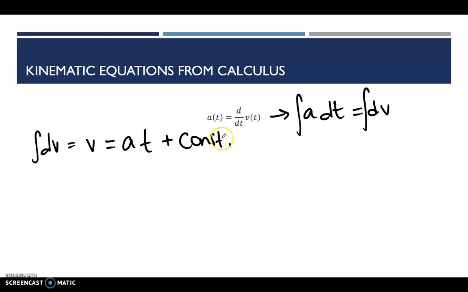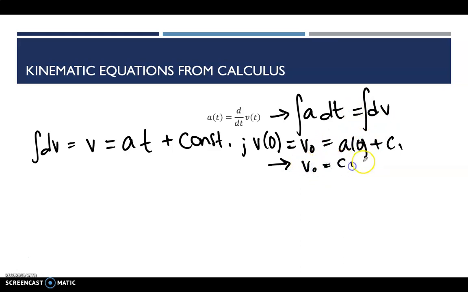Now to solve for that constant, we can go ahead and state that v of 0 seconds is the same thing as saying v naught, okay? And so we'll set that equal to this side here. So a times 0 seconds plus our constant, we'll call that c1. This just means that our v naught is equal to our c1 or our constant. Therefore, v of t equals a times t plus v naught, our initial velocity.